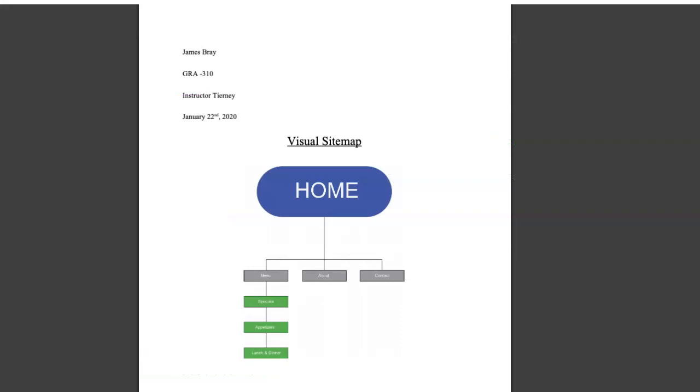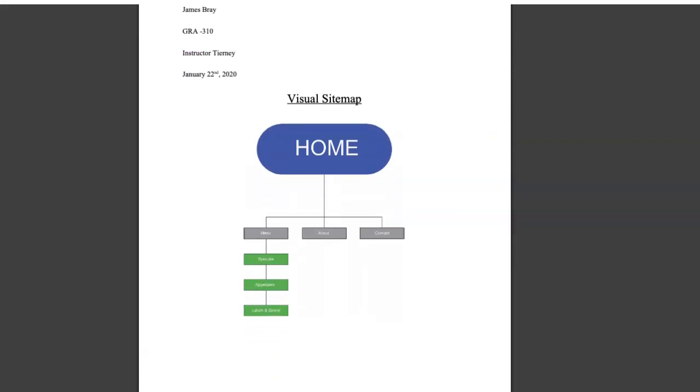James, I enjoy your visual sitemap. It looks like you're going to have 2 levels to your site. You're going to have the home page or index.html exist at the same level as your other options, which are menu, about, contact. So yeah, it's going to be a 4-page presence. I think that's manageable.